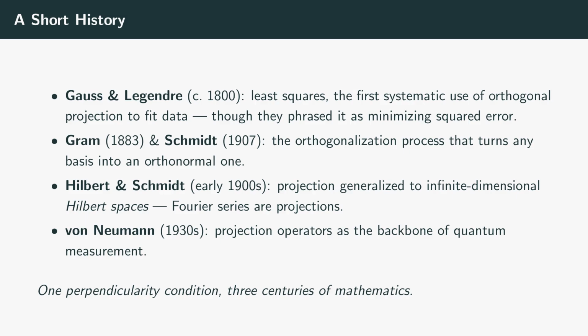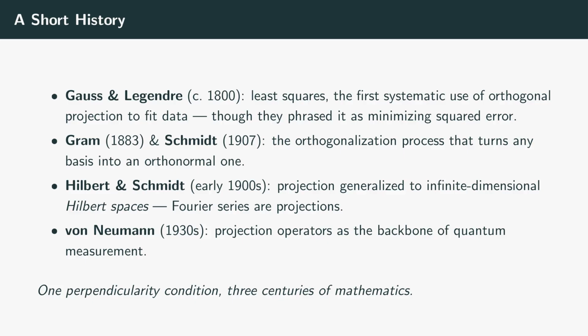A little history, because this idea has deep roots. Around 1800, Carl Friedrich Gauss and Adrien-Marie Legendre independently developed least squares to fit astronomical data, and although they described it as minimizing the total squared error, what they were really doing, we now know, is orthogonal projection. In the late 19th and early 20th centuries, Jørgen Pedersen Gram and Erhard Schmidt gave the systematic process for turning any basis into an orthonormal one, which is our very next episode.